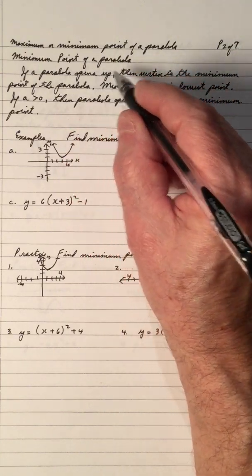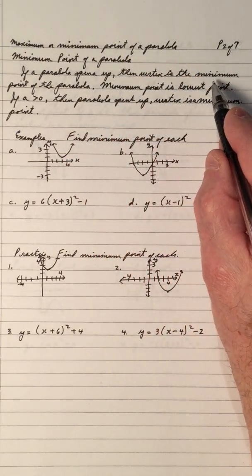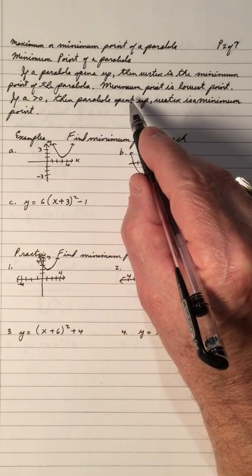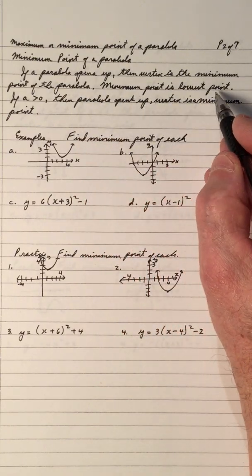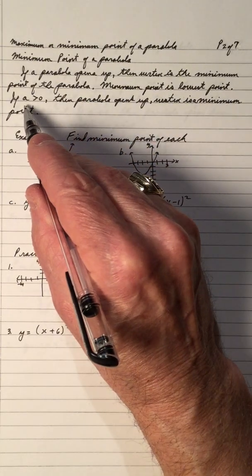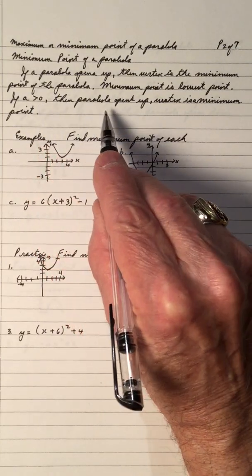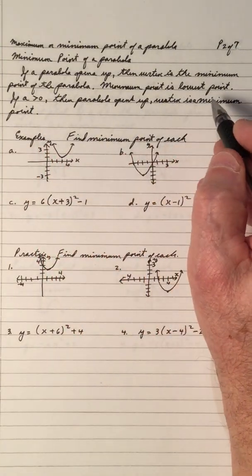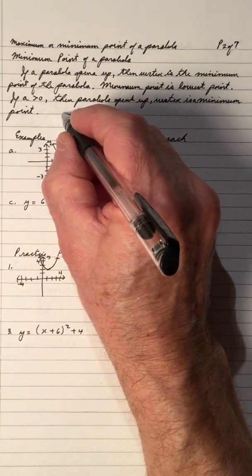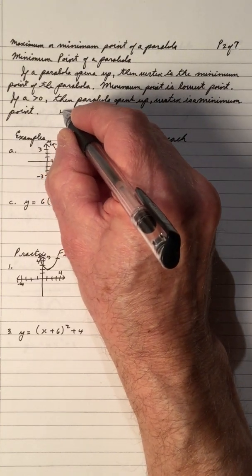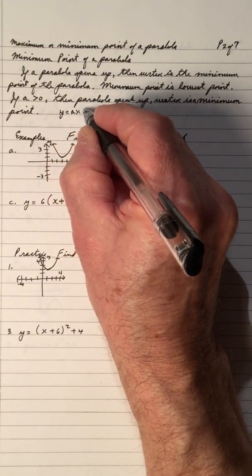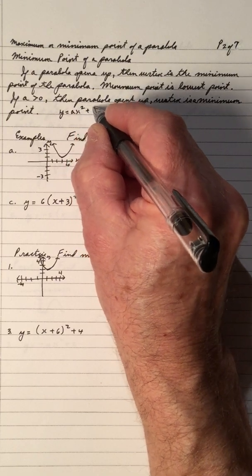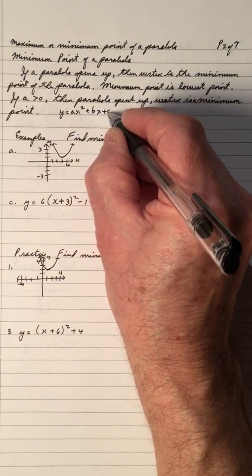If a parabola opens up, then the vertex is a minimum point of the parabola. The minimum point is the lowest point on the parabola. If a is greater than 0, then the parabola opens up and the vertex is a minimum point. And when I say a, I mean a in the equation. So the equation could be y equals ax squared plus bx plus c.